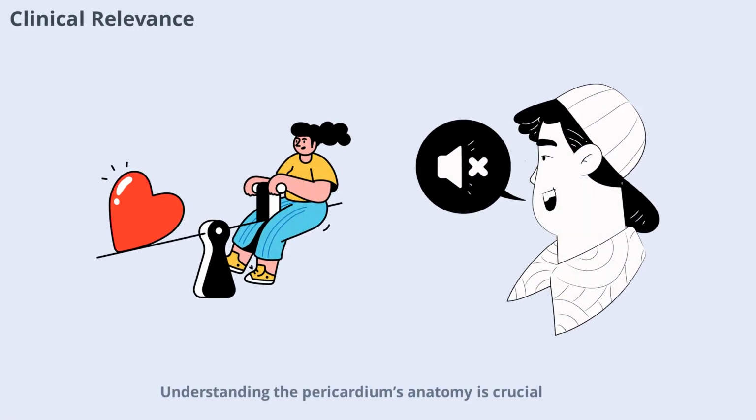Understanding the pericardium's anatomy is crucial for diagnosing and managing conditions like pericarditis, pericardial effusion, and cardiac tamponade. These conditions can have serious consequences if not recognized and treated promptly. Medical professionals rely on their knowledge of pericardial anatomy to guide both diagnosis and intervention.